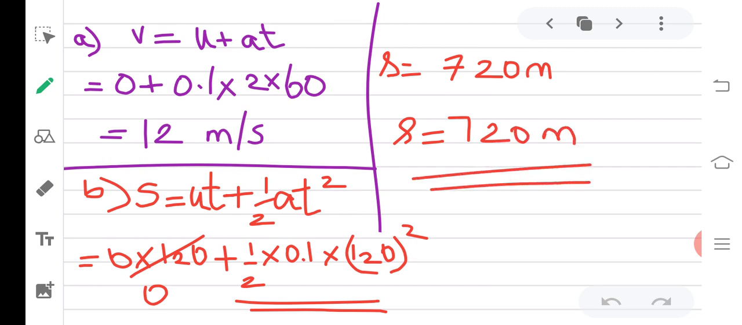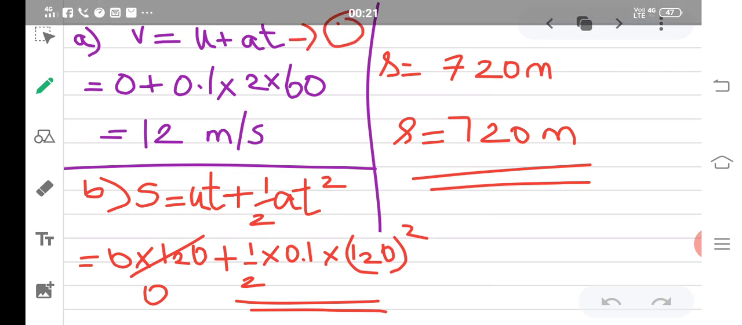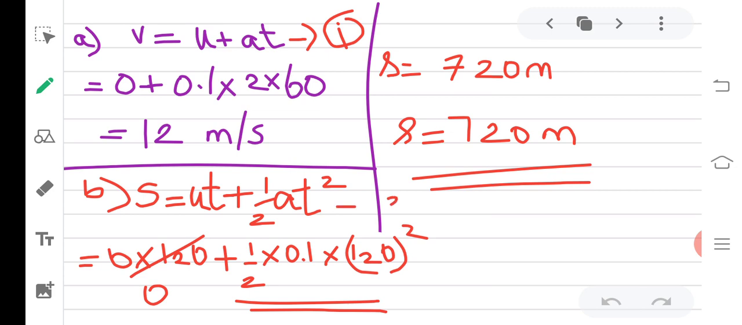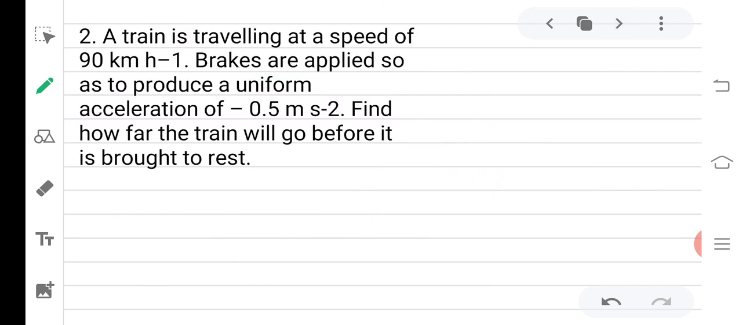So this is how you have to use the equations of motion. We have used the first equation of motion, and then we have used the second equation of motion. Let us move on to the next problem.